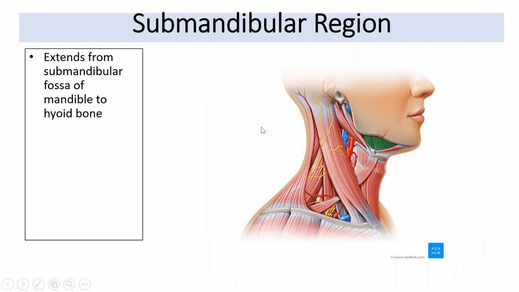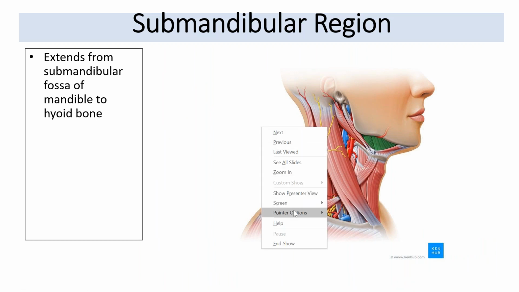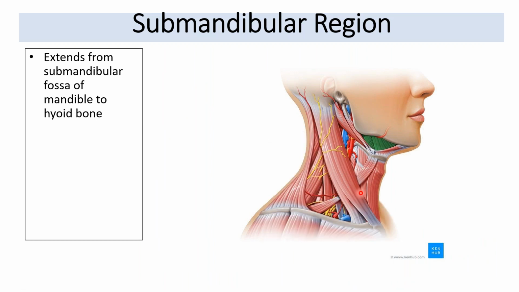All of you have seen the mandible, so you know where the submandibular fossa is. Over here, if you see it in the inner aspect, there is a submandibular fossa. So this region extends from the submandibular fossa of the mandible bone till the level of the hyoid bone. So this is the region of submandibular.